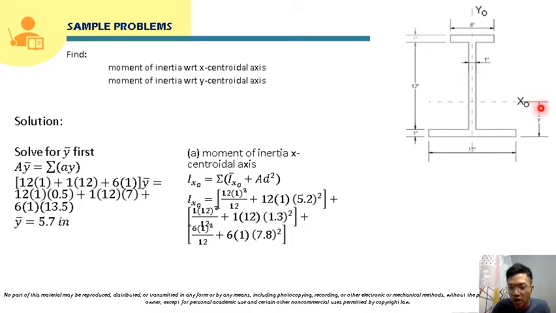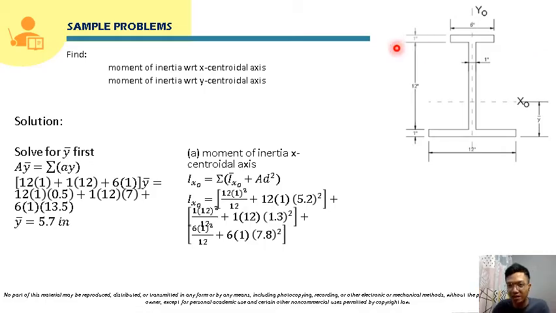And then if we subtract y bar, we can solve for this distance. That will be 6 plus 1, so 7 minus y bar, which is 5.7. So that will be 1.3. That will be the distance D. So AD squared is 1 times 12 times 1.3 squared.